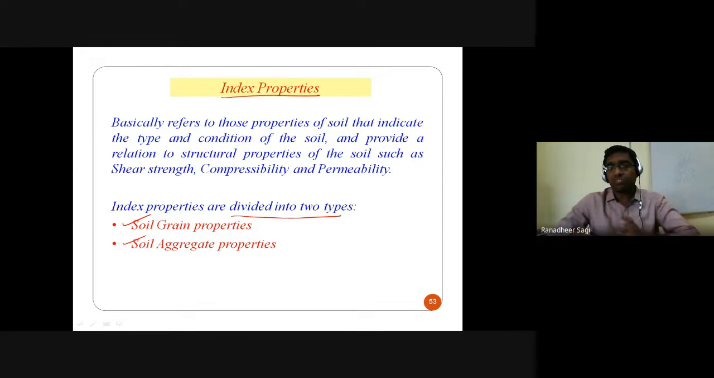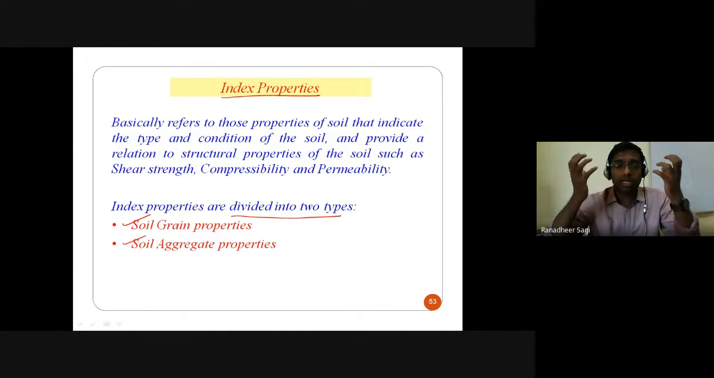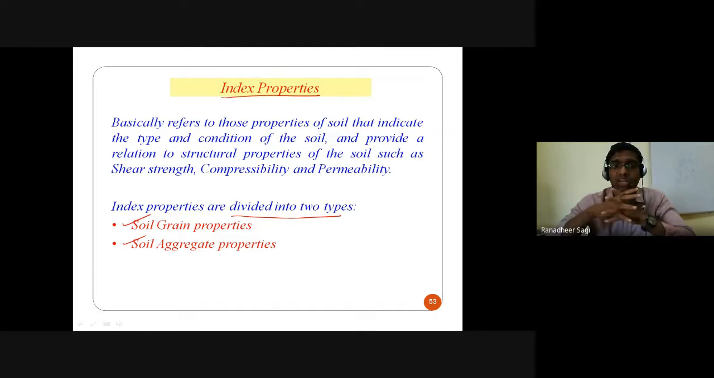Now coming to your soil aggregate properties, we are going to be looking at the soil on a whole. We take a certain quantity of the soil and look at the different proportions of particles existing in that soil mass, and we understand the behavior of that particular soil. That is what we call your soil aggregate properties.